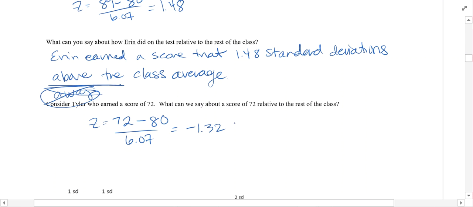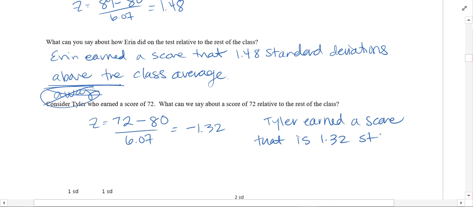Again, it's negative, it's below the mean. So what can we say about that? Same thing: Tyler earned a score that is 1.32 standard deviations below the mean.